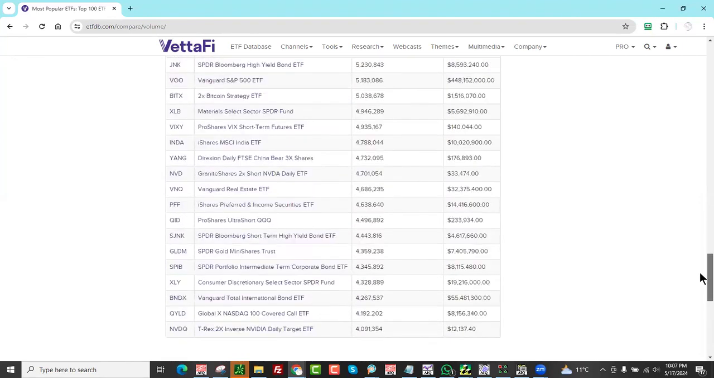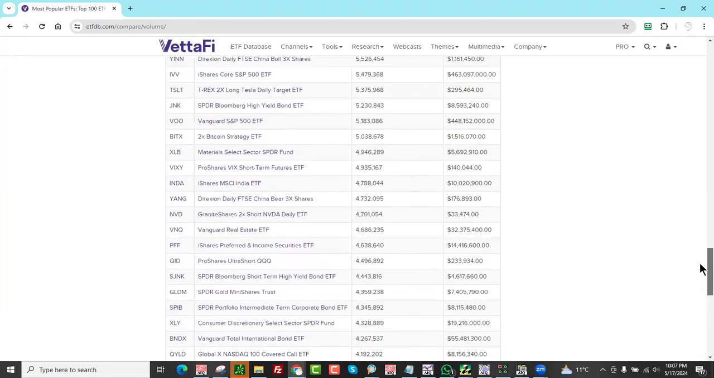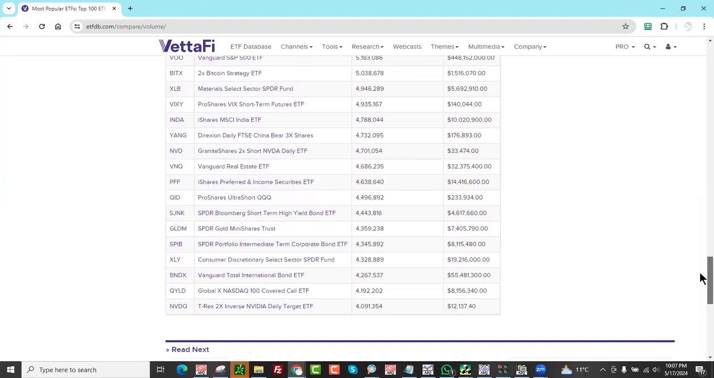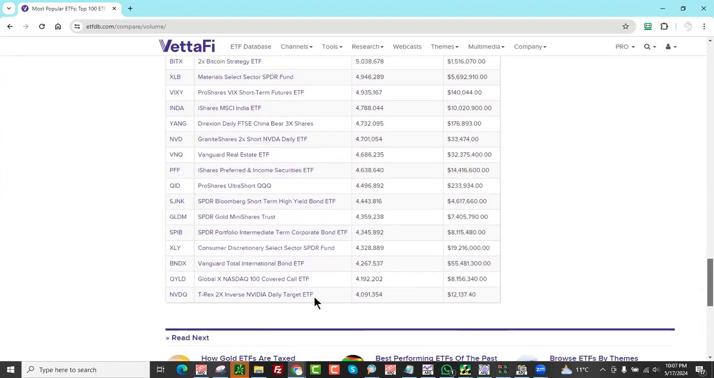When you get down to the bottom of the 100 here, I've had a rule of thumb with trading. If anything trades under 500,000 shares, I'm not really interested in it. Look at the 100th most traded. It's still trading 4 million shares a day. So there's a huge amount of ETFs out there that we have, it's like a giant mine for us to go in and look for.